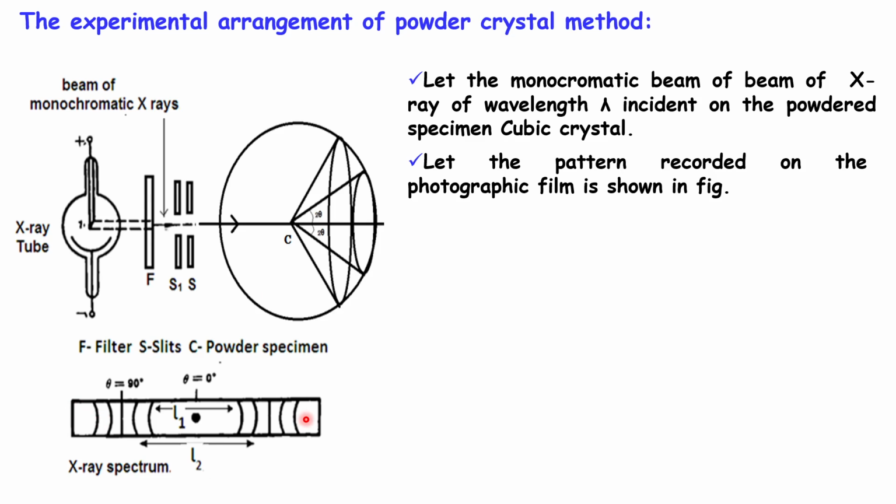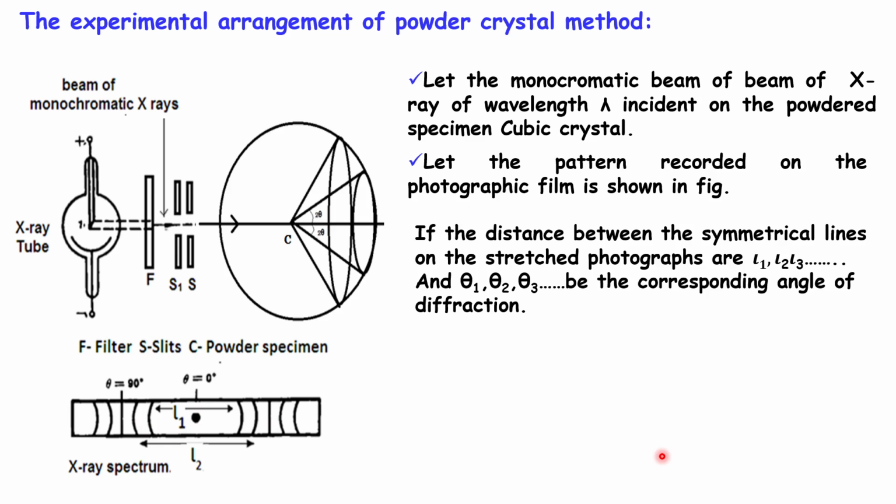Now in this figure we can see the concentric circular rings on this photographic film. We also see that the width of the film is narrow, due to that we can see here the symmetrical lines. If we consider the distances between the symmetrical lines on this photographic film, say as L1, L2, L3, corresponding to the angles of diffraction theta 1, theta 2 and theta 3.